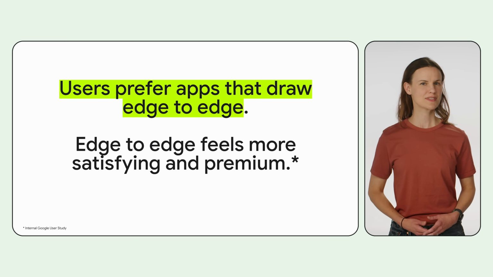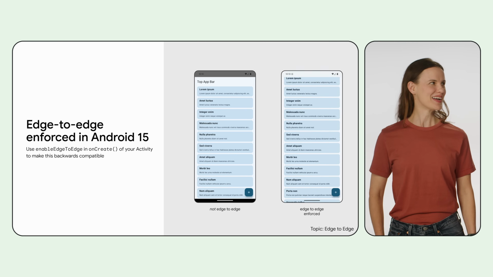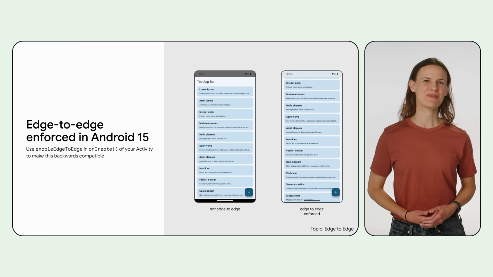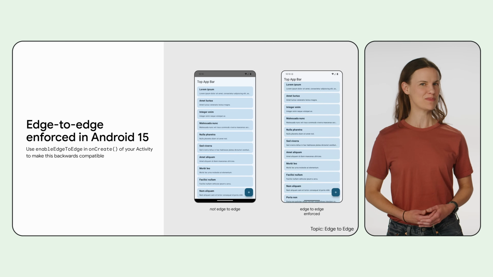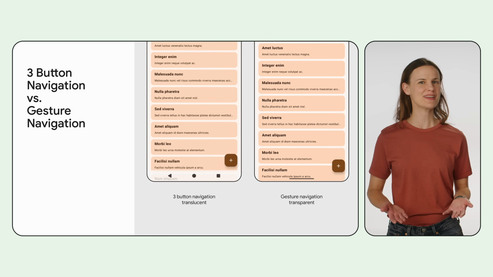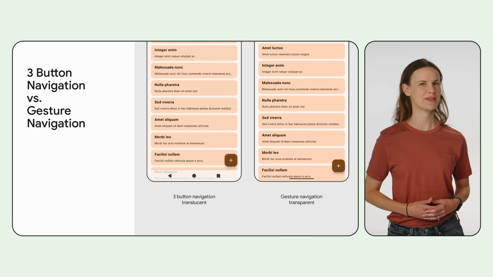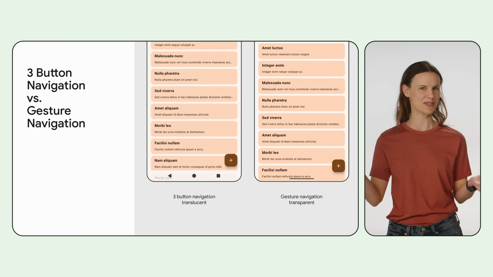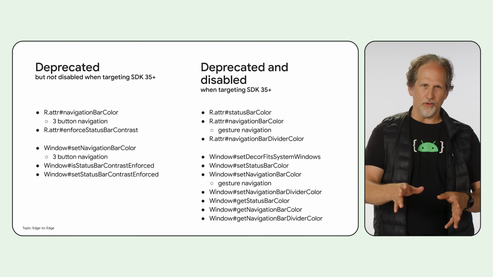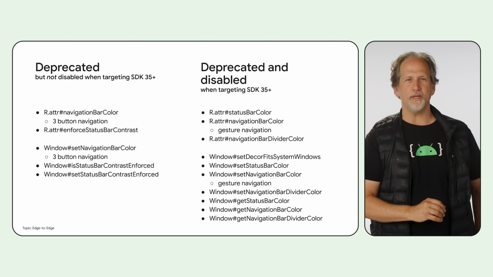Users prefer apps that draw edge-to-edge. Yeah, count me in as one of those users. So, Android 15 enforces edge-to-edge, making the status bar and gesture navigation bar transparent. And 3-button navigation is translucent by default to ensure contrast for accessibility. Edge-to-edge is the future. Edge-to-edge enforcement also comes with a host of deprecated APIs.